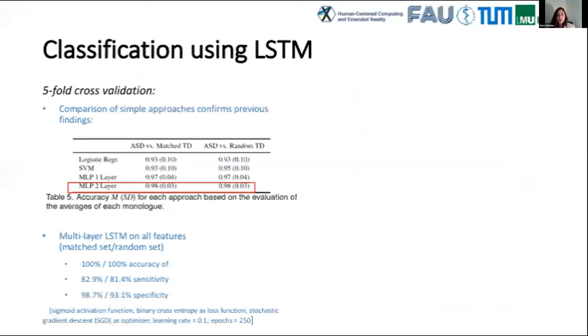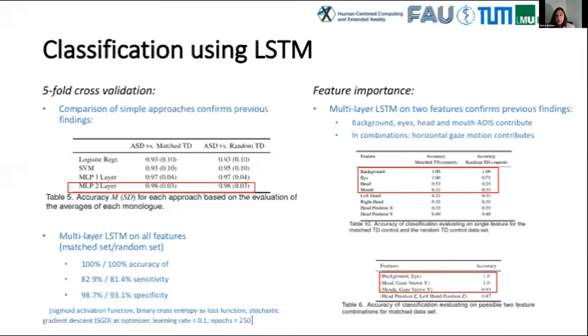Here you can see some of the classification results of our machine learning strategies. Firstly, an evaluation of simple approaches confirmed that a multilayer perceptron with two layers already reached a relatively high accuracy of 98% on our data set. Furthermore, a model that respected the time course of the nonverbal responses even outperformed these simple approaches and reached 100% accuracy, with 82.9 sensitivity and 98.7 specificity on the matched data set. While this evaluation involved all features, we also wanted to know which features were the most important. We found that the focus on the background area, eyes area, head area, and mouth area were the four major contributors. For further details, again, please check the paper.